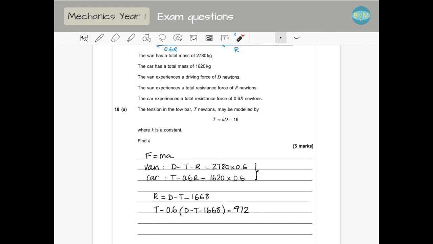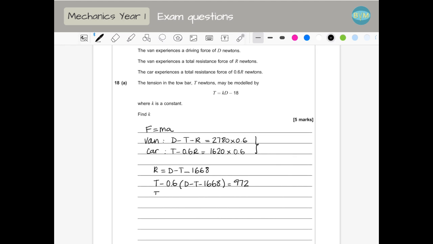And now I have an equation with T and D. I'm going to make T the subject, and then compare with this expression. So I'm going to expand that bracket. So I have T minus 0.6 D plus 0.6 T plus 1,000.8. I know it's a strange number, 972. So I have 1.6 T, simplifying these two together, and then everything on the other side, I will have 0.6 D minus 28.8.